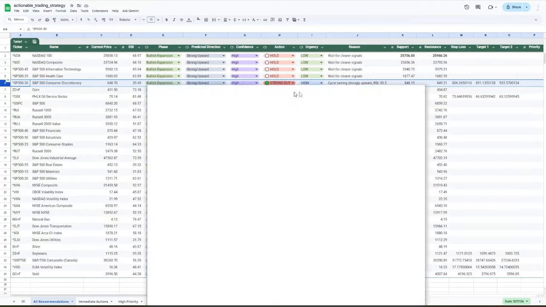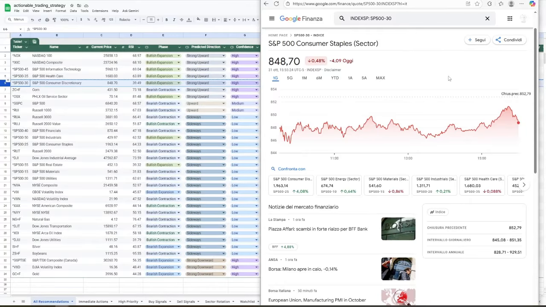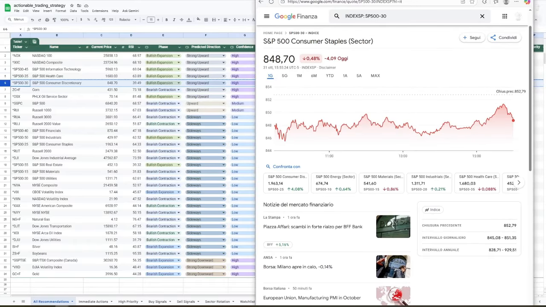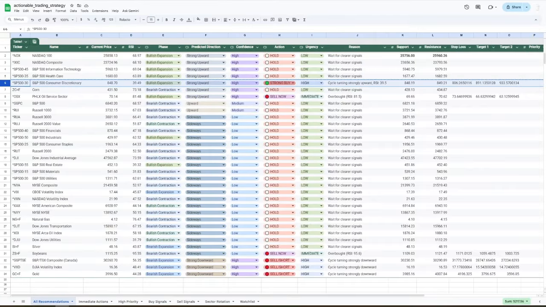The consumer staples sector, and we have a strong buy signal for consumer staples. So why? It's very much in line for consumer staples. They are things that we buy a lot for the period or a festivity season.